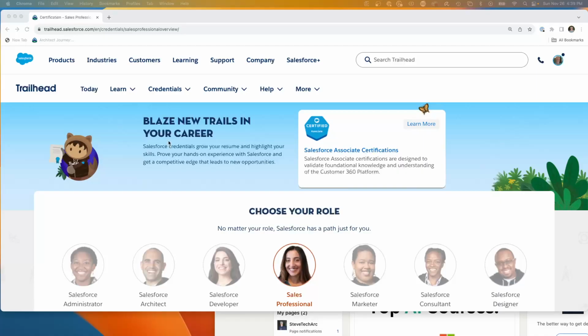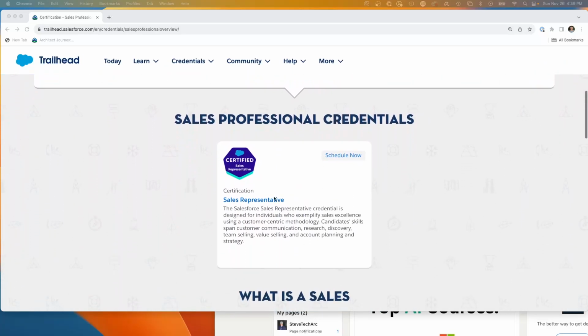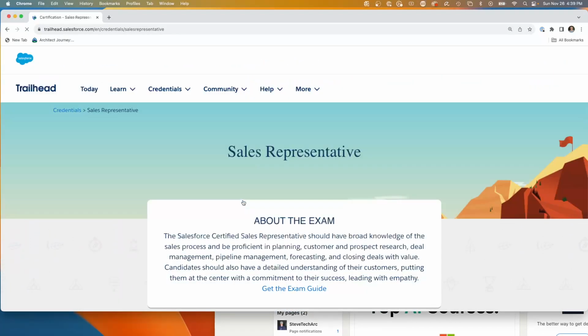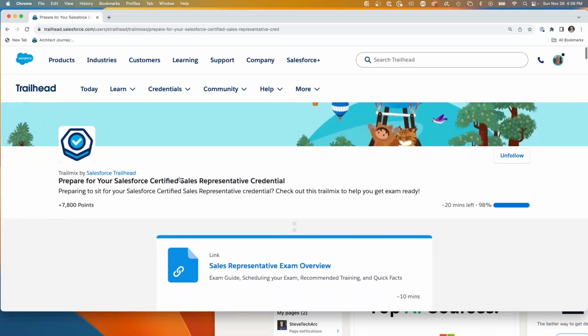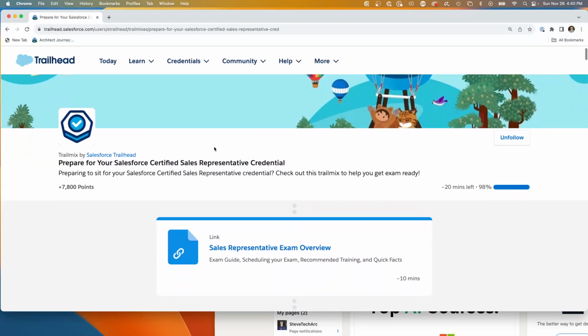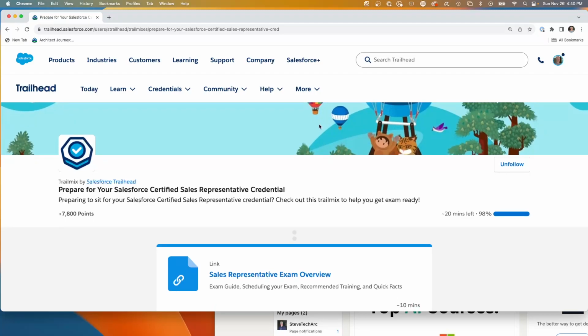Taking a look at the certification, I start here from the Sales Representative certification. And then we're going to look at the trail mix, which is the Prepare for Your Salesforce Sales Representative Certification. I had completed this trail mix, and I'm going to start telling you some of the key items that I thought were very helpful. Again, not necessarily to pass the exam, but from an architect standpoint, some great pieces of information to know that a Salesforce Sales Representative credential person has.